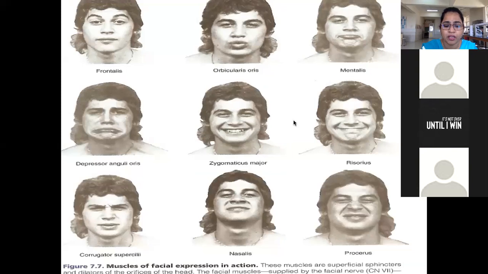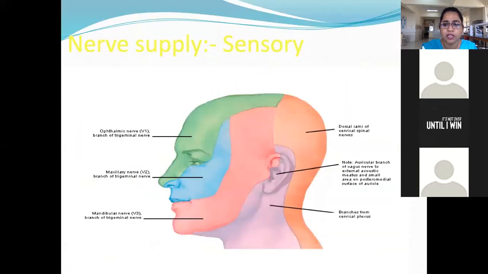Okay, same thing. Muscles of facial expression. Now, nerve supply of the face. We have studied motor nerve supply, motor innervation. Now, we are going to study sensory nerve supply. Okay? Nerve supply question comes. Nerve supply of the face.